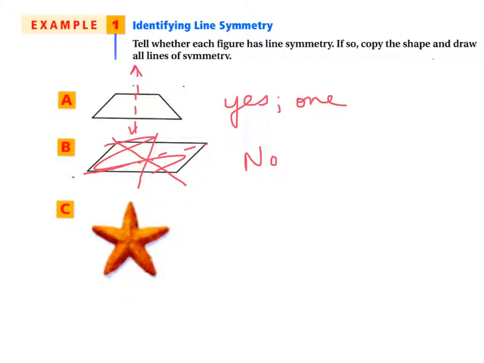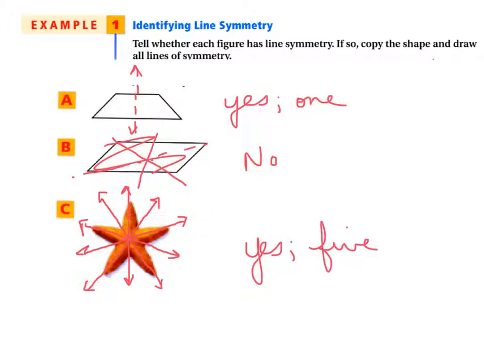Now the starfish, there's 1. Let me redo that one. But we have another. We have another. And you can keep drawing them until you realize that we have 5 lines of symmetry.